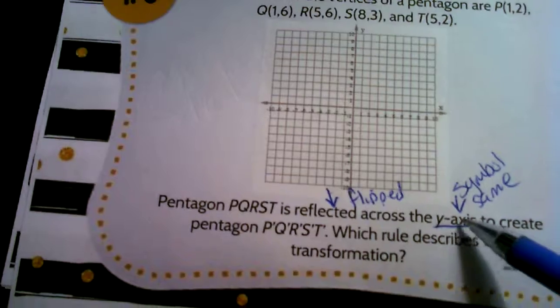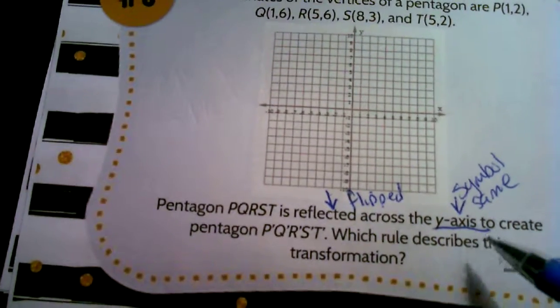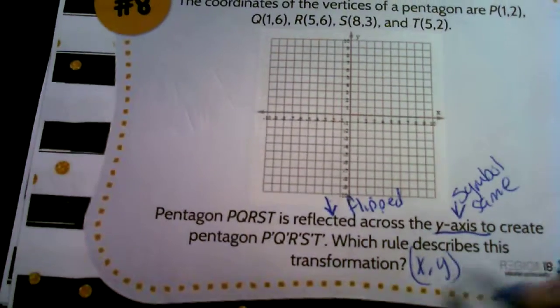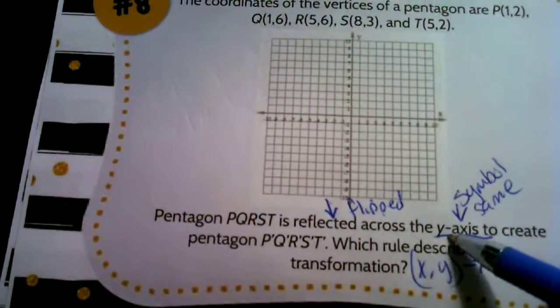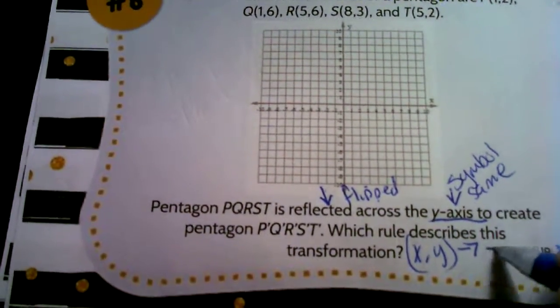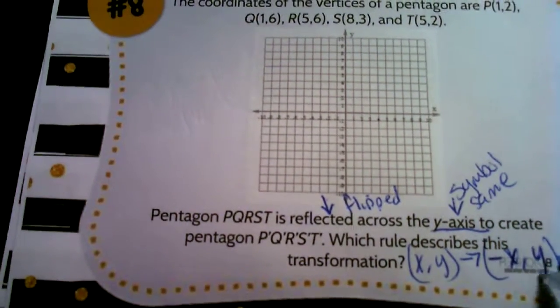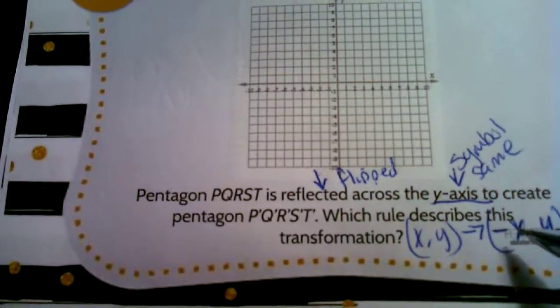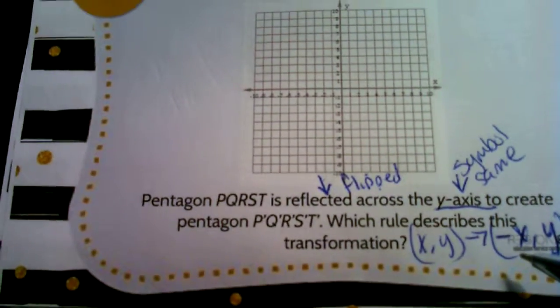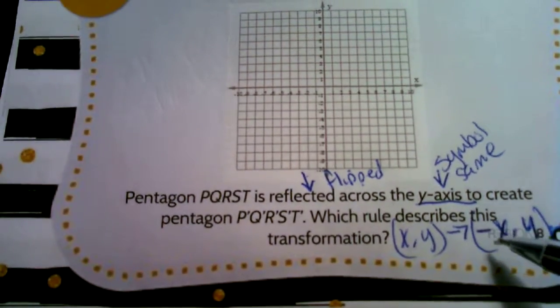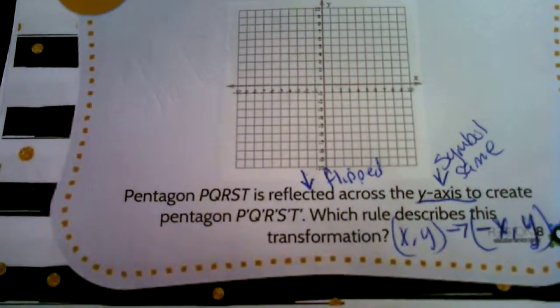So all that means is every y value is staying the same. So the rule is x, comma y becomes negative x, comma y, where y stays the same. We write negative x, meaning we're changing the sign of the x. If originally it's positive, it becomes negative. If originally it was negative, it then becomes positive.